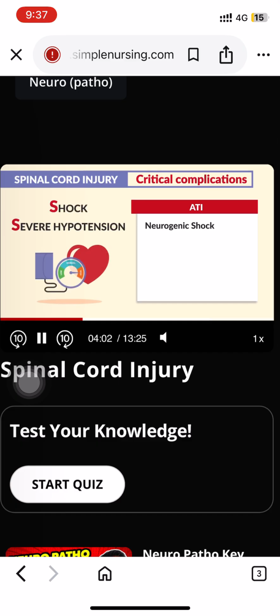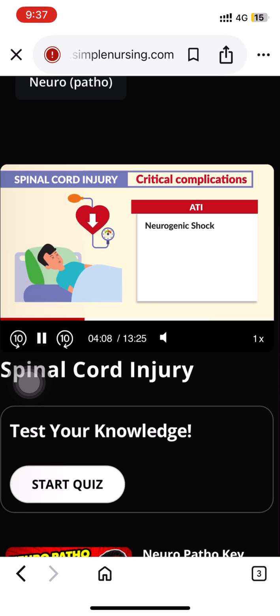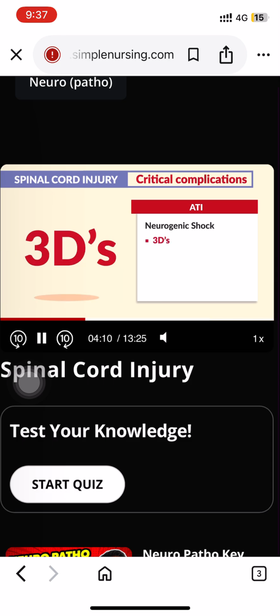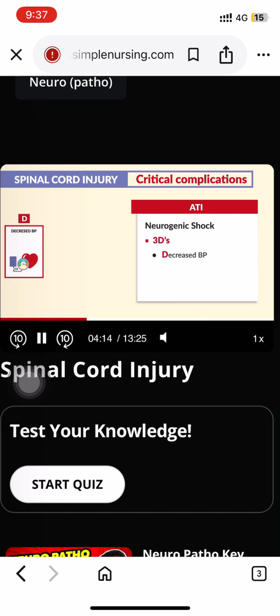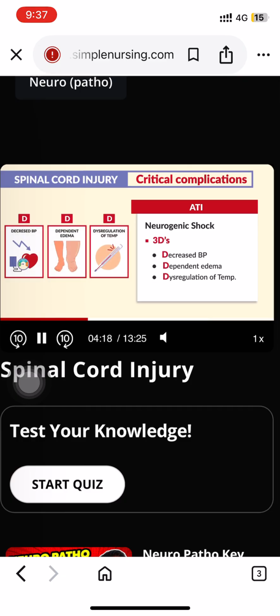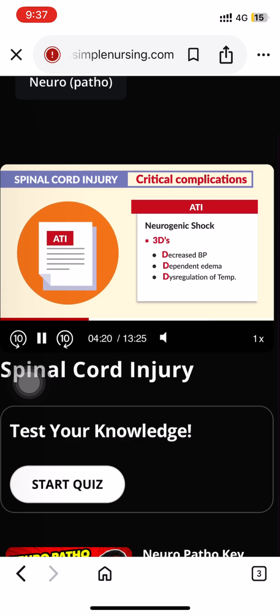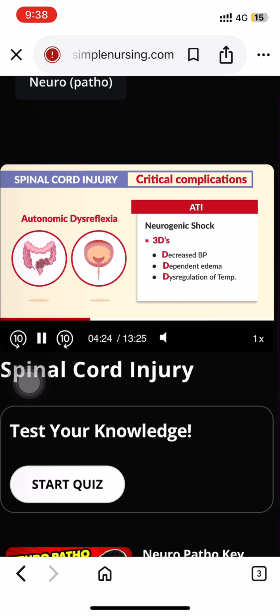Basically, anytime you hear the word shock, just think severe hypotension with shock. Blood pressure is so low that it will kill your patient. So watch out for the 3 Ds of neurogenic shock. D for decreased blood pressure, dependent edema, as well as dysregulation of temperature. This was only mentioned by ATI primarily. Another critical manifestation was autonomic dysreflexia, which can kill your patient. But we'll cover that in a separate video right after this.